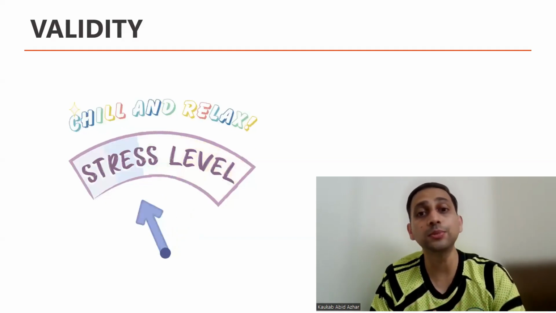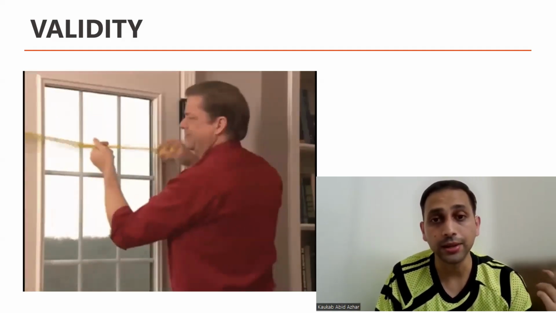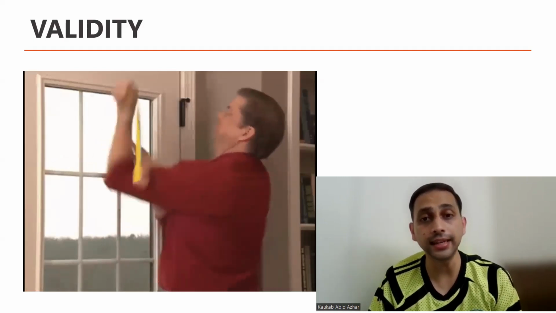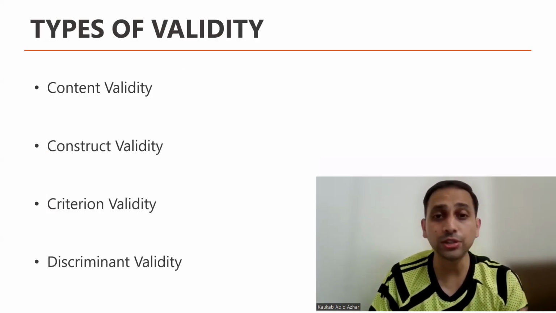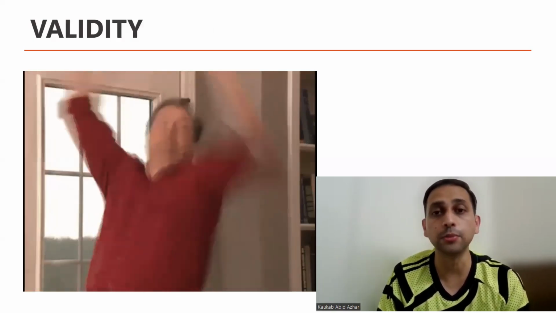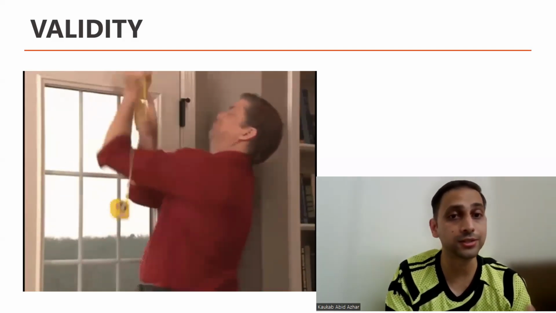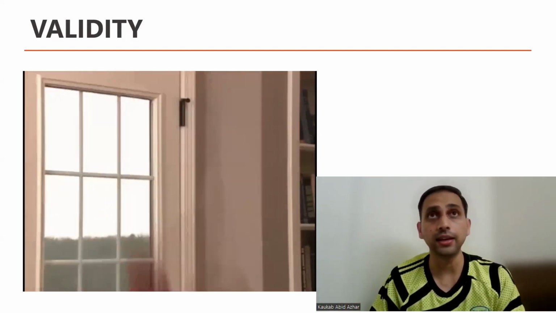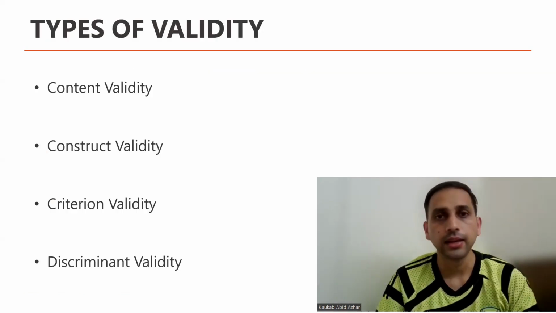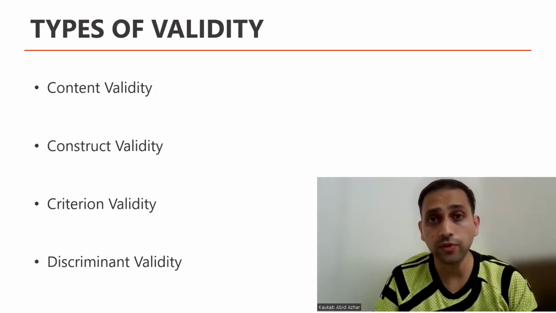Now, imagine if your measurement is not valid. Suppose you're using a measuring tape to measure someone's height, but the tape is mislabeled and gives incorrect readings. Even if you use it consistently, the results will not be accurate. And this could lead to incorrect conclusions and ineffective interventions. For instance, if your stress questionnaire doesn't accurately measure stress, but rather something else like general mood, any conclusions that you draw about stress will be flawed, and any stress relief programs based on that data could be ineffective or even harmful.